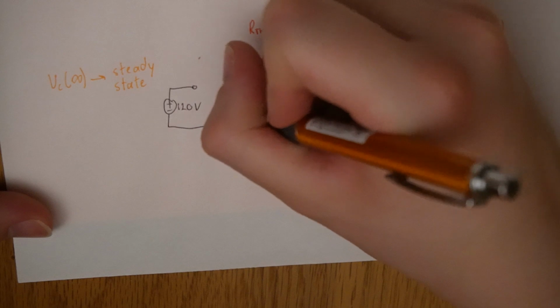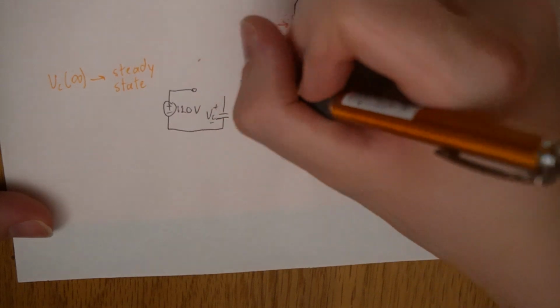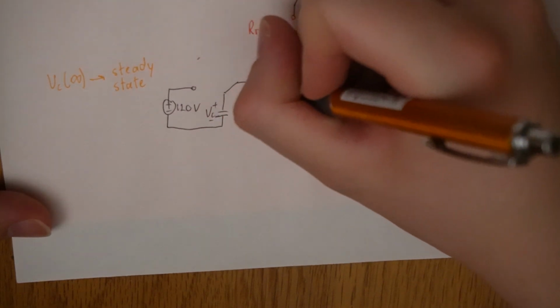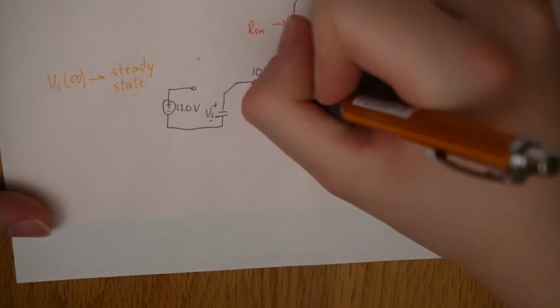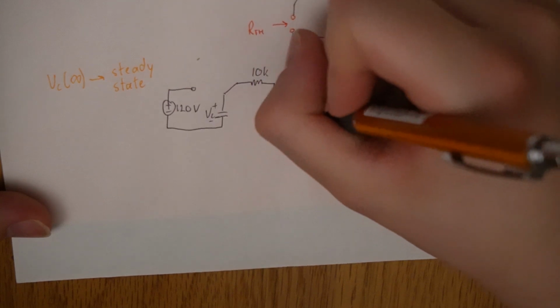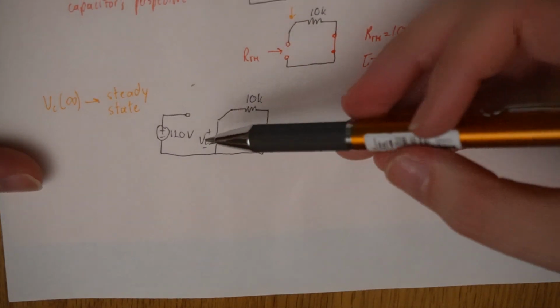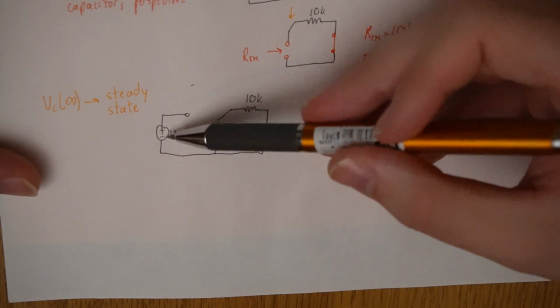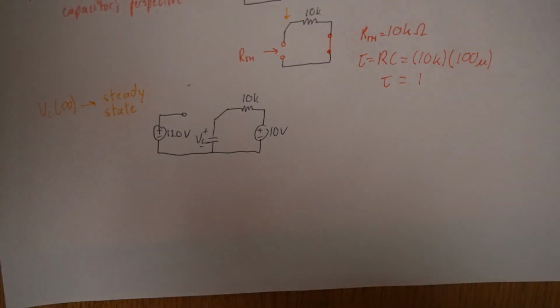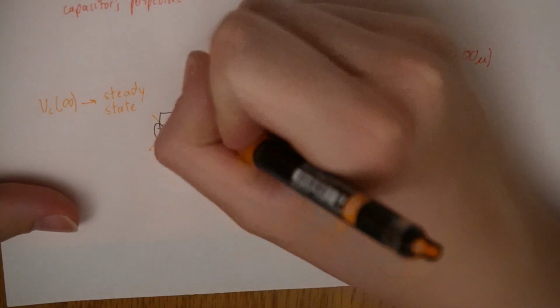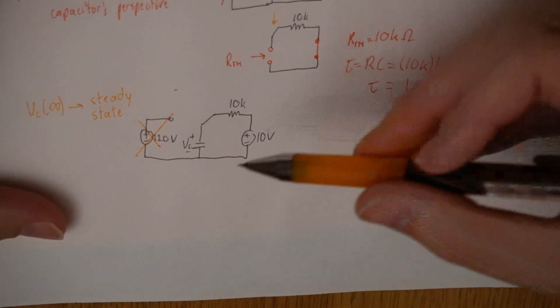And I got my capacitor, plus or minus VC. Switch is closed, 10K, plus or minus 10 volts. Now, as before, I'm not actually looking for anything on this side of the circuit. I don't care, so I can just take it out. And all I'm left with is this.